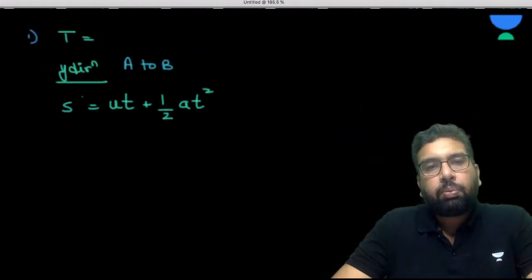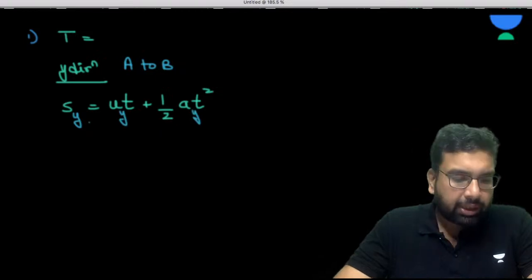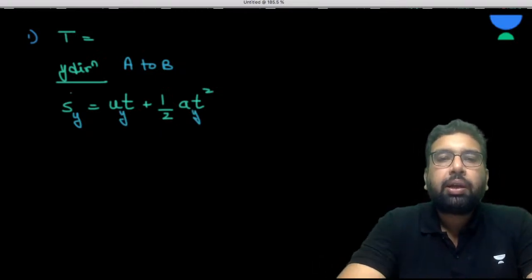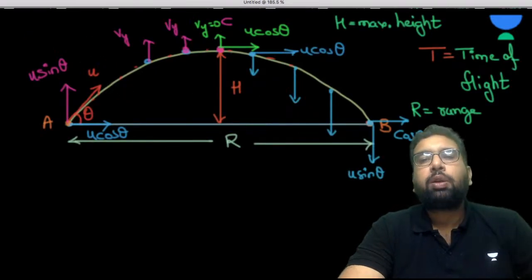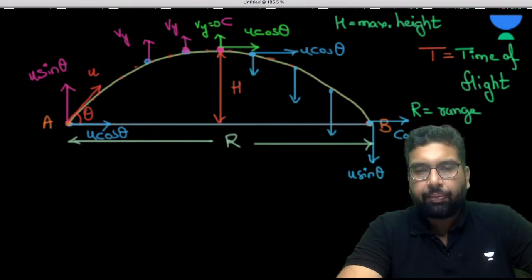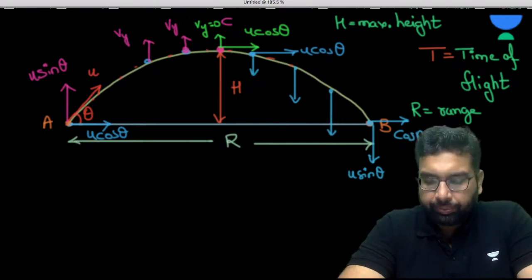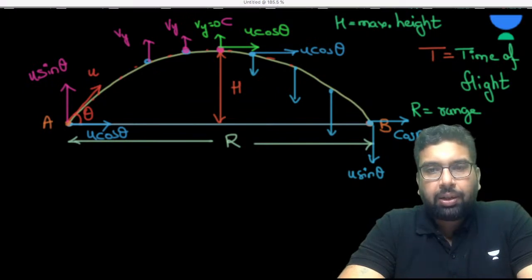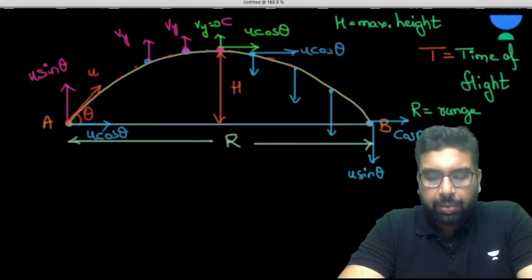So I am applying the motion in the y direction. Shall I write Sy, Uy, Ay? Because we are seeing the motion in the y direction. Now can you tell me what is the displacement in the y direction from A to B, beta?